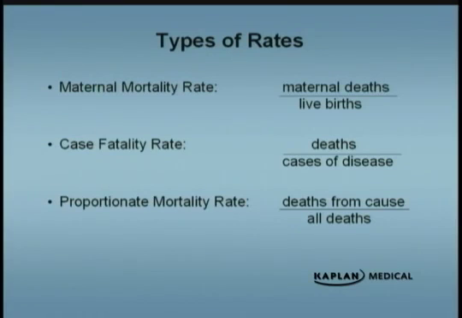Proportionate mortality rate is something different. It's death from a given cause, let's say heart disease, divided by all deaths. The denominator here is all deaths. And so what you're getting in proportionate mortality rate is of all the people that died, what fraction, what proportion died of this particular cause. Case fatality rate, death divided by people with the disease. Proportionate mortality rate, death from a given cause divided by all deaths.